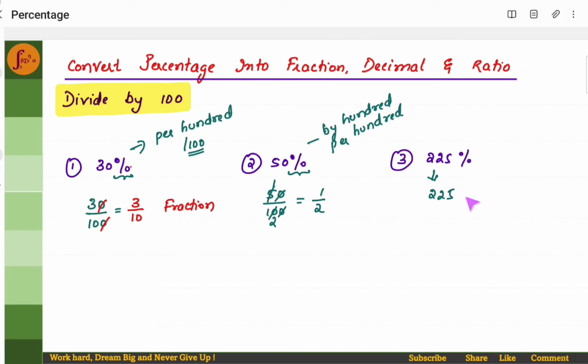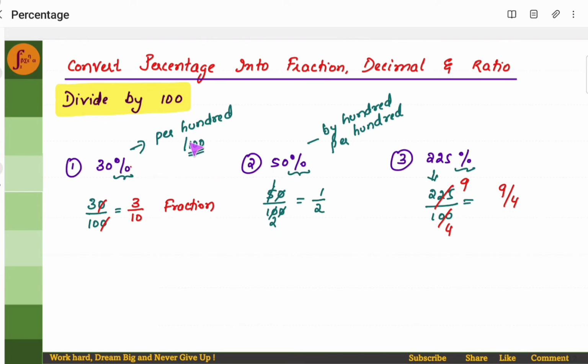Third one, 225%, per 100, by 100. So 225 by 100. The symbol should immediately tell you that you have to put by 100. So 225 by 100, which is nothing but, 25 nines are 225, 25 fours are 100, so 9 by 4. So we have converted percent to fraction.